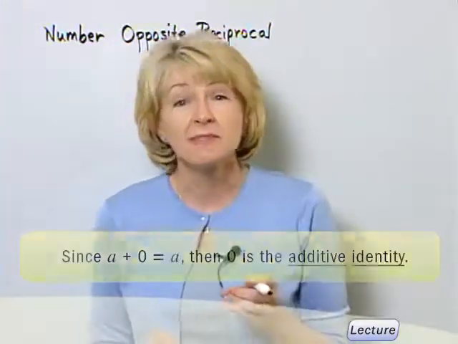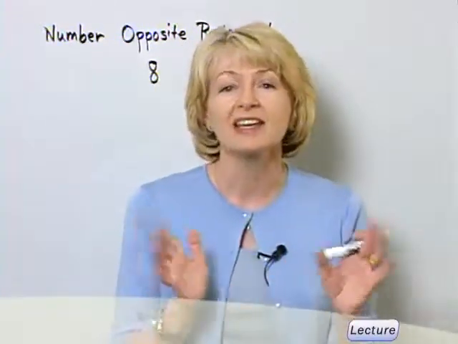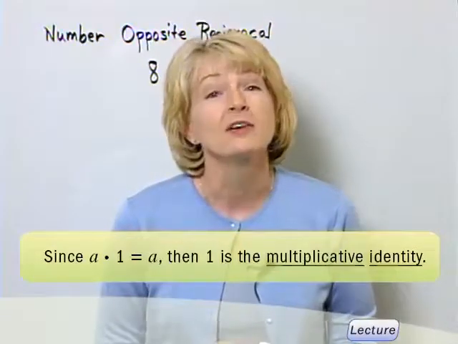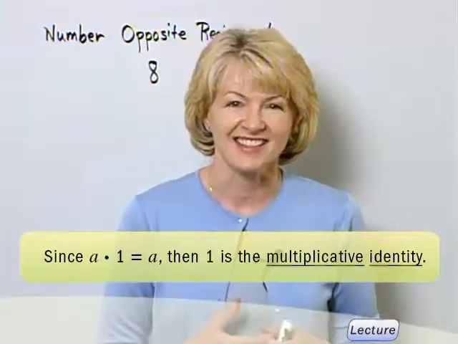Now let's do the same thing with multiplication. A times what real number is equal to A once again? Same thing except for multiplication. Well, that number is 1. A times 1 we know is A. So we call 1 the multiplicative identity.